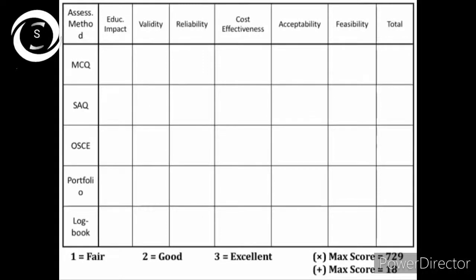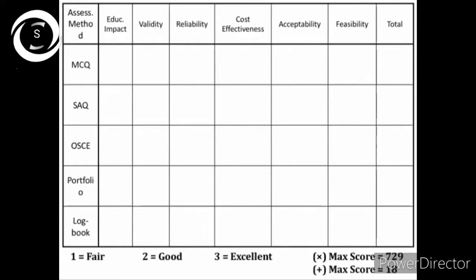Now in this medical education series video, we will discuss the utility index formula. A strong assessment system is a must to enhance the quality of medical education. So the quality of assessment can be achieved by the utility formula, which takes into account validity, reliability, educational impact, acceptability, feasibility or practicability, and cost effectiveness.